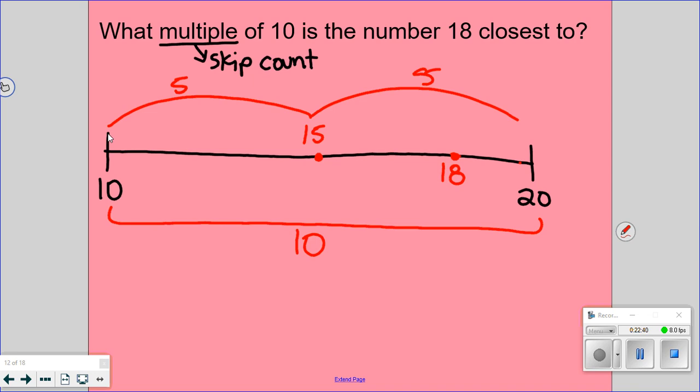Now that we got 18, can you tell which skip count it's closer to? Which skip count is it closest to? You can even draw an arrow. Tegan? Look at your board. What skip count of 10 is it closest to? 10 or 20? 20. Look how close.